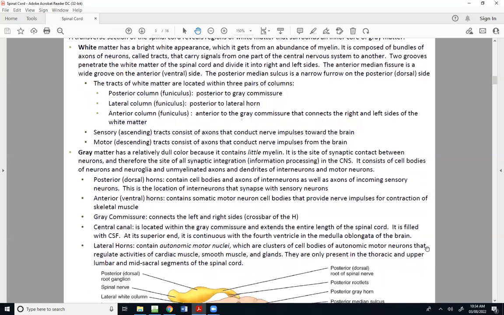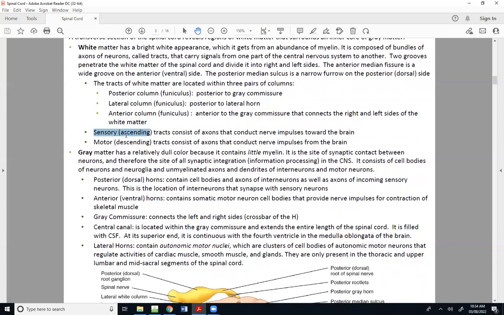As we just learned, white matter is bright white in appearance due to the abundance of myelin. It is composed of bundles of axons of neurons called tracts, carrying signals from one part of the central nervous system to another. In the case of our spinal cord, the tracts can be thought of kind of like an elevator. I always say, think of it like an elevator, which has two jobs, going up and going down.